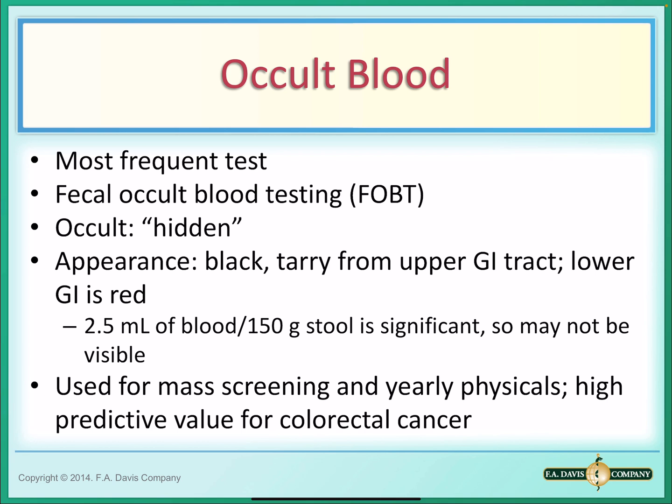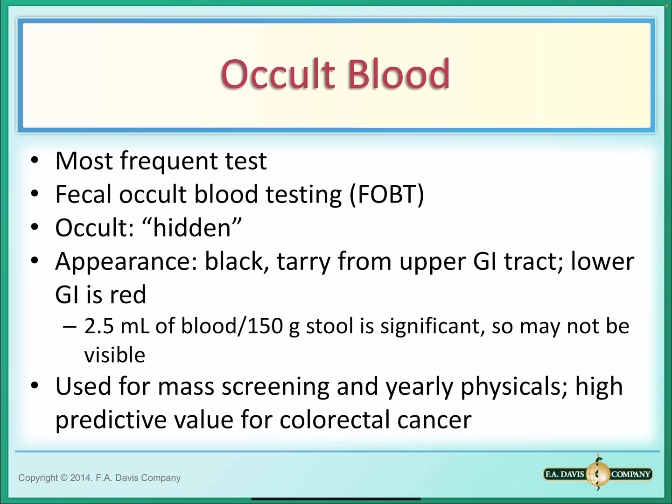Fecal occult blood testing, FOBT. Again, this is a very common test that we do in the lab. It helps us determine the occult or hidden blood. Again, the black tarry stool can come from upper gastrointestinal tract bleeding. However, if there is bleeding in the lower gastrointestinal tract, you'll see more of a red appearance. But because any amount of blood in the stool is significant and it may not be visible, it is important to do a test that will detect the blood even if we can't see it. So this is exactly what occult blood testing does.